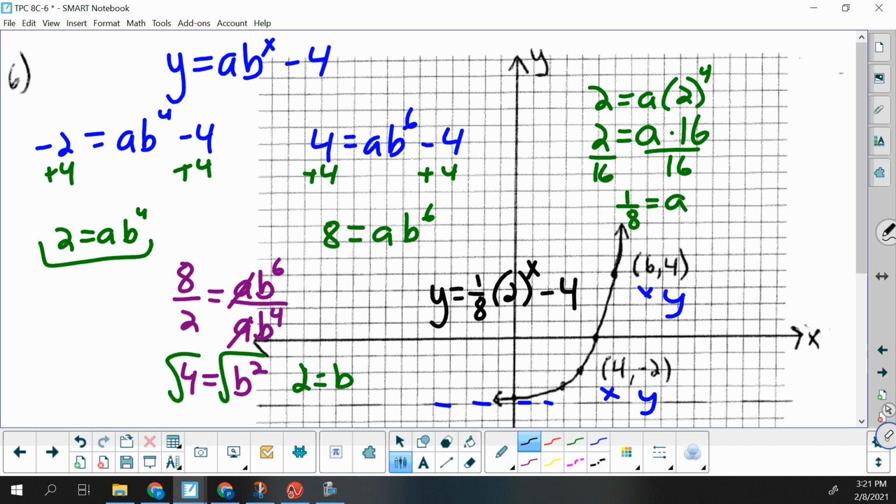If we had to describe the transformations, the 1/8 we could say either multiply y's by 1/8 or vertical compression by a factor of 1/8, and the minus 4 at the end is a shift down 4.